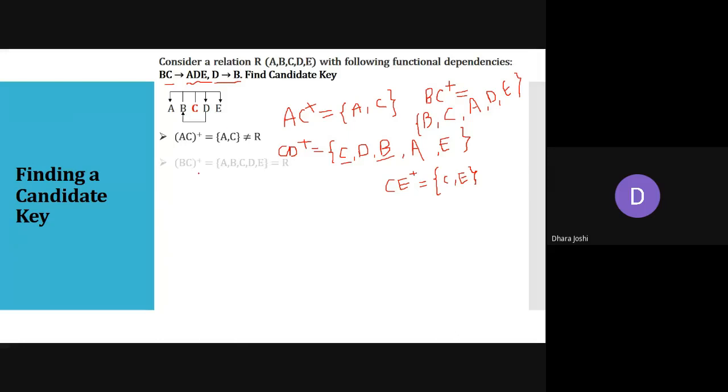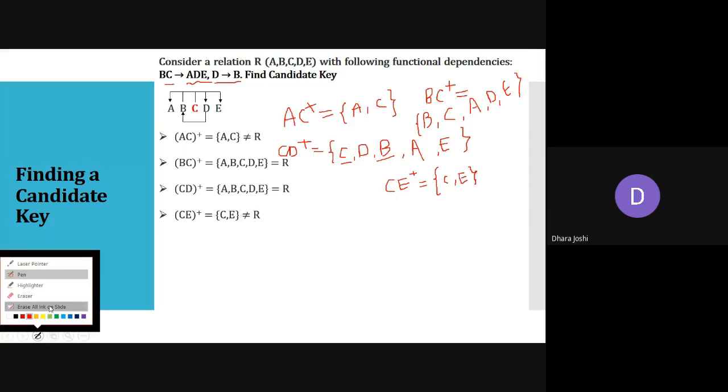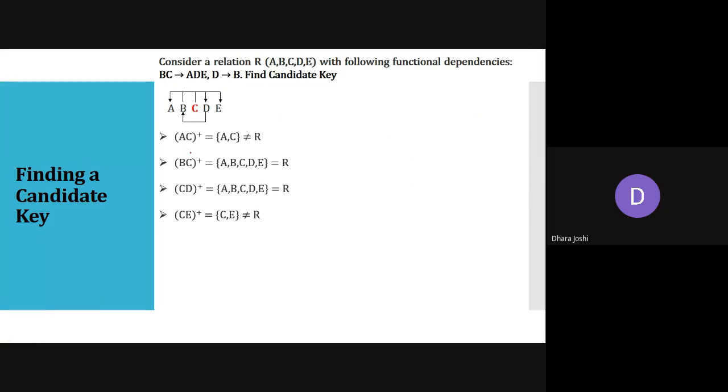So this one is correct. BC plus is ABCDE, the entire relation, so here it is written R. CD plus is again the entire relation, and CE plus is just the values of C and E, which does not cover the entire relation. So from these four calculations, BC and CD can become candidate keys, because if we combine column B and column C, or column C and column D, either of these two possibilities can become the candidate key.